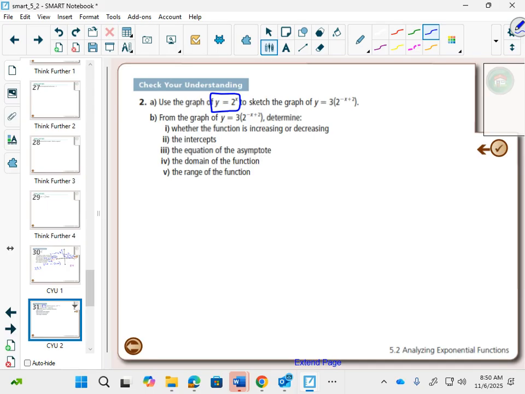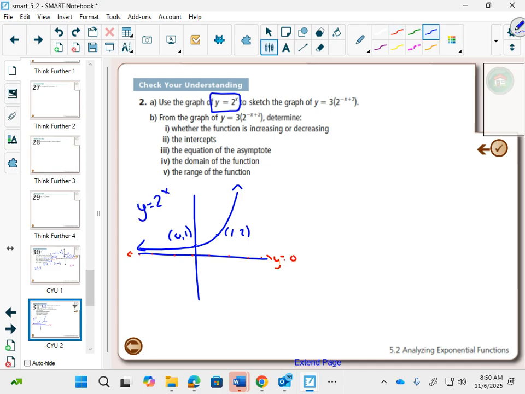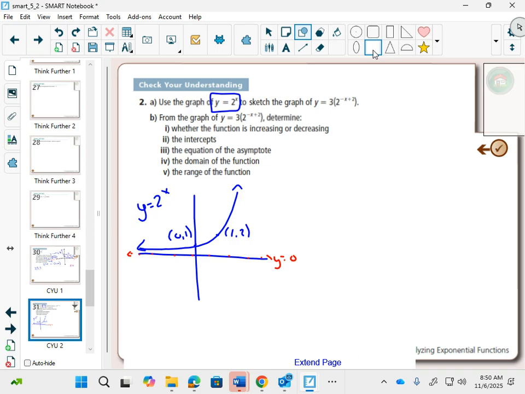First of all, if I want to sketch the graph of the new one, off to the side, I think about my original graph. I label the points (0, 1), (1, 2), and an asymptote at y equals 0. This is my parent graph of 2 to the x. And I want to graph y equals 3 to the negative x plus 2.